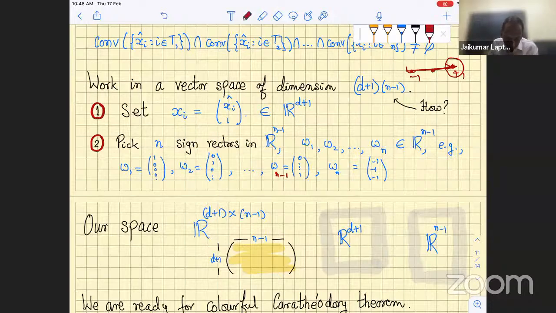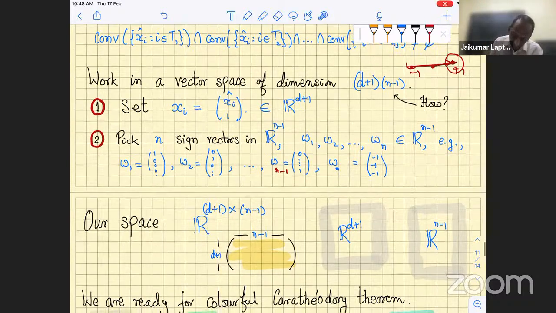So you take the first n minus 1 vectors. We are in this space. So we take the first n minus 1 vectors, and the nth vector, we just take the negative of their sum. So you can check that the only dependency that holds among these vectors is that the sum of these vectors is 0. Okay. Good. So now what?